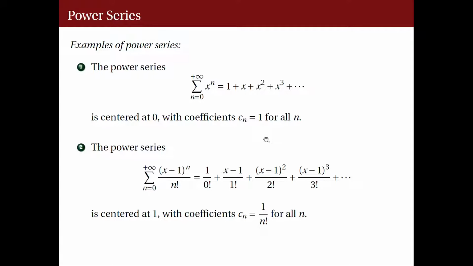For our second example, we have the power series sum of (x minus 1) to the n over n factorial, n equals 0 to positive infinity, which is 1 over 0 factorial plus (x minus 1) over 1 factorial plus (x minus 1) squared over 2 factorial plus (x minus 1) cubed over 3 factorial and so on. Again, notice that the terms of this power series are just (x minus 1) to the n over n factorial. Therefore, this power series is centered at 1 and coefficient c_n is equal to 1 over n factorial for all n.